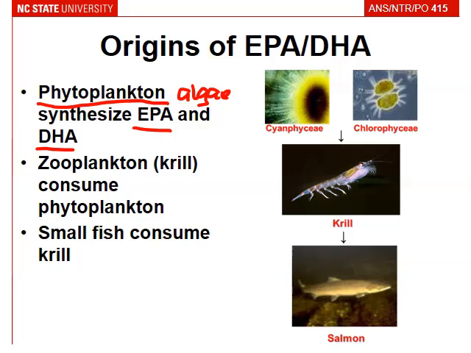Now, I will say they do have a higher level of delta-5 desaturase, so they are better at converting linolenic acid to EPA and DHA than mammals are. But it is all mainly coming from the phytoplankton, which is the main source of our EPA and DHA.